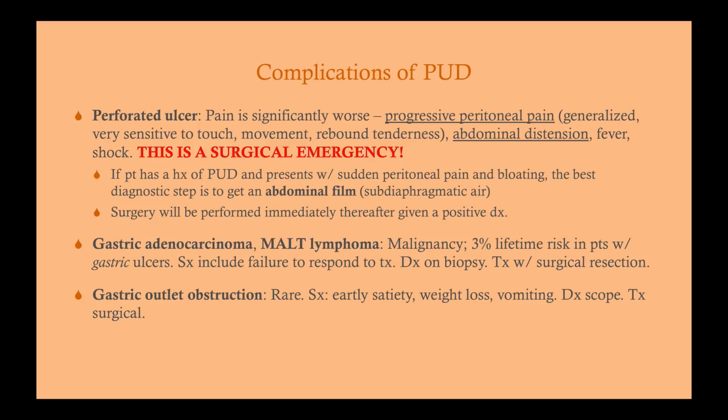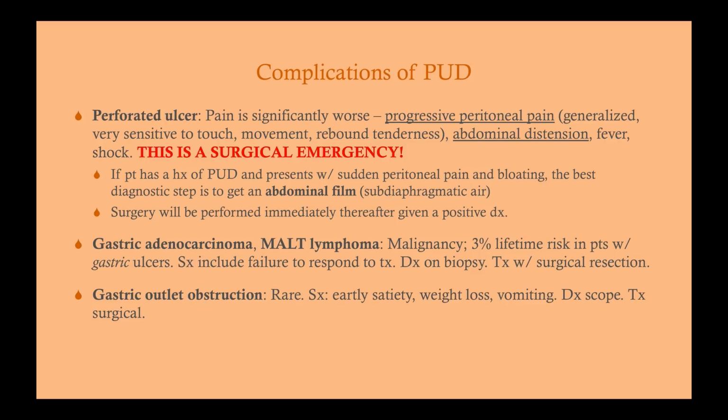Very sensitive to touch, any kind of movement, rebound tenderness will be present, and that is not consistent with a simple uncomplicated ulcer. So look for abdominal distension because there's air in the abdominal cavity. Fever, and can go on to shock. This is obviously a surgical emergency. So look for a history of peptic ulcer disease with sudden worsening pain, bloating.